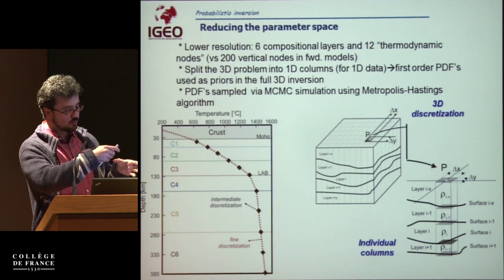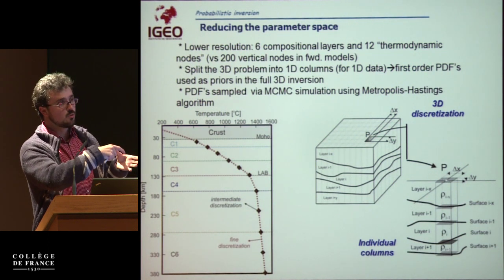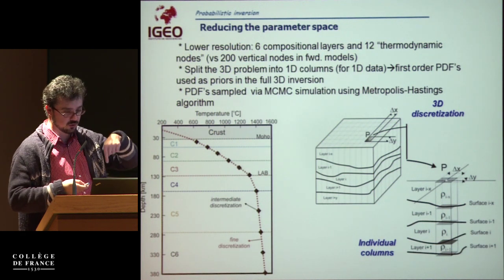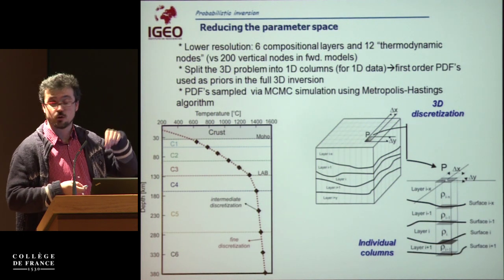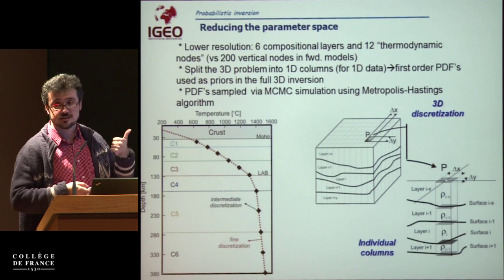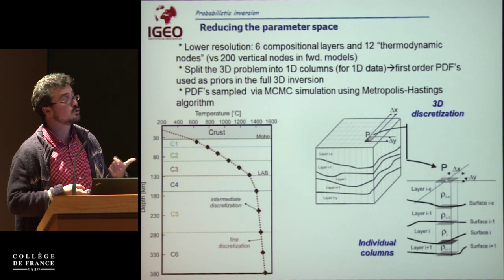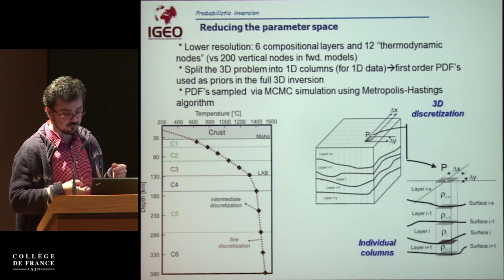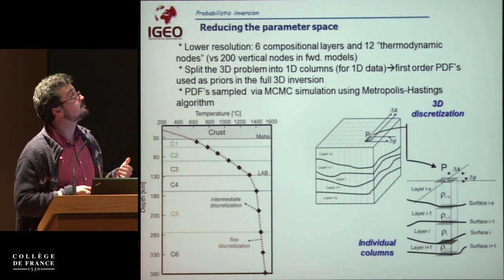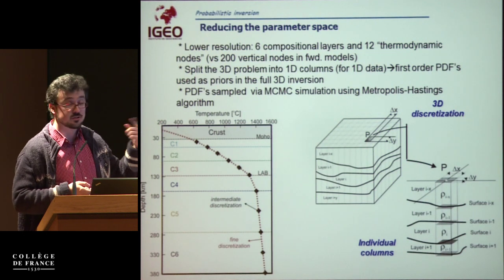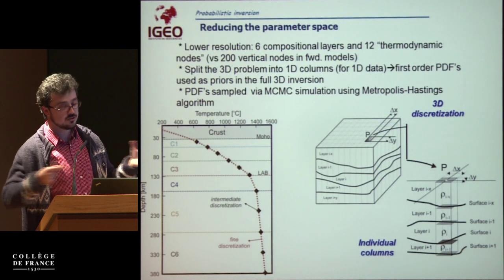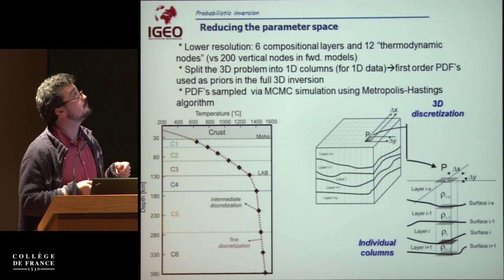We split the 3D problem into 1D columns and invert 1D data, data that depend essentially on the vertical distribution of properties just below the computation point. For instance, surface wave dispersion curves or topography or even surface heat flow to first order depend on what you have below the measuring point. And then we use the posterior PDFs taken from these 1D versions as prior information in the 3D.